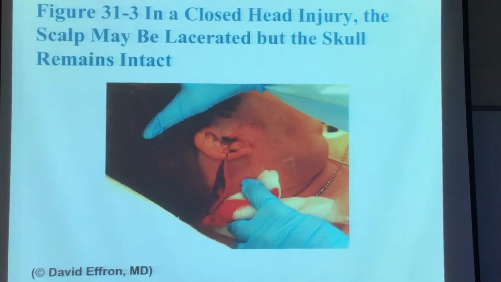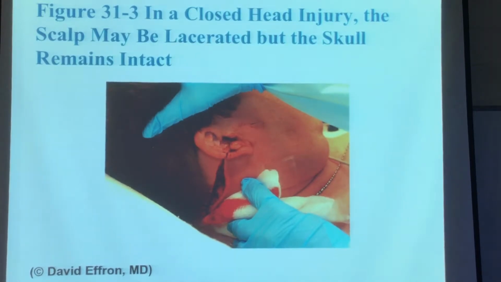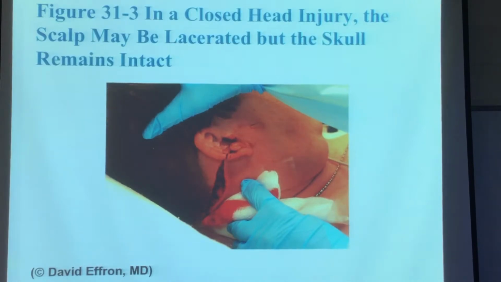Here we have a laceration to the occiput and part of the posterior neck, as well as coming across to the right ear. This has opened up that area, and we consider that it's an open laceration, but the skull or the vault has not been broken. So we have a closed head injury, but we have open tissue.